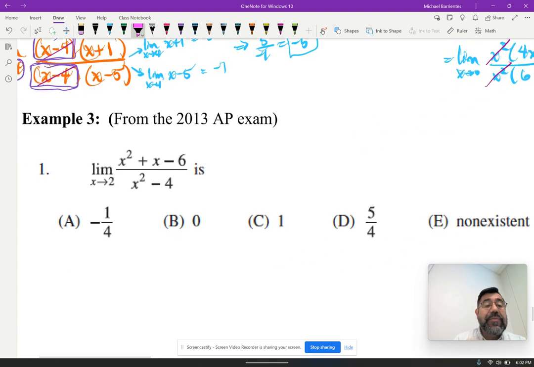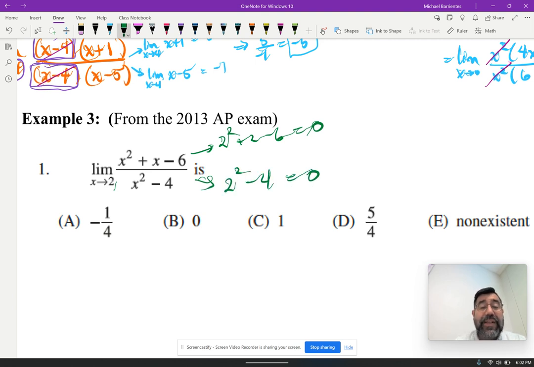Let's just substitute 2 into the numerator and see what we get. So 2 squared plus 2 minus 6. That's going to give us 0. And then substitute 2 into the denominator. 2 squared minus 4, well, that's going to give us 0. That's an indeterminate form. So that means we have to be able to factor that out.